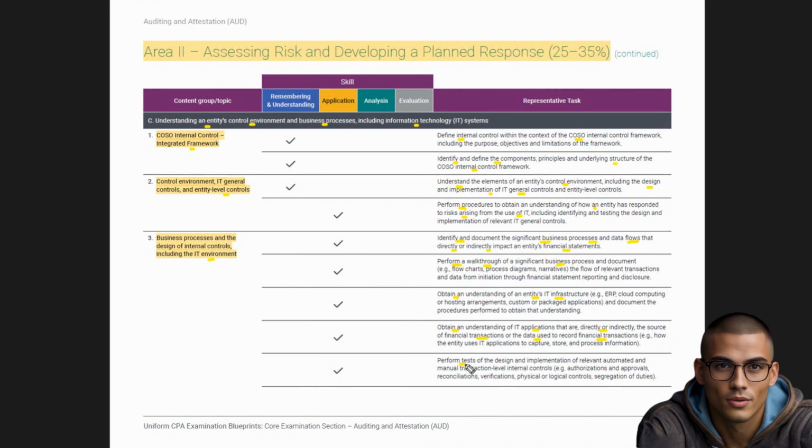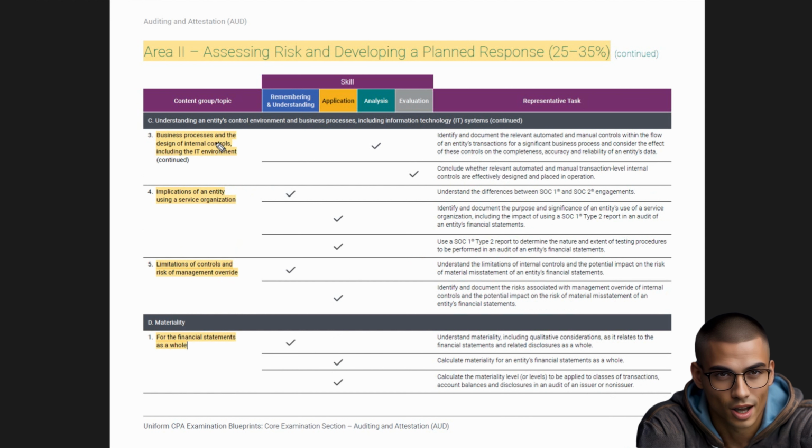And you'll need to be able to perform tests of the design and implementation of relevant automated and manual transaction level internal controls. Continuing with business processes and the IT environment, you'll need to be able to identify and document relevant automated and manual controls. You'll need to be able to conclude whether the relevant automated and manual transaction level internal controls are effectively designed and placed into operation.